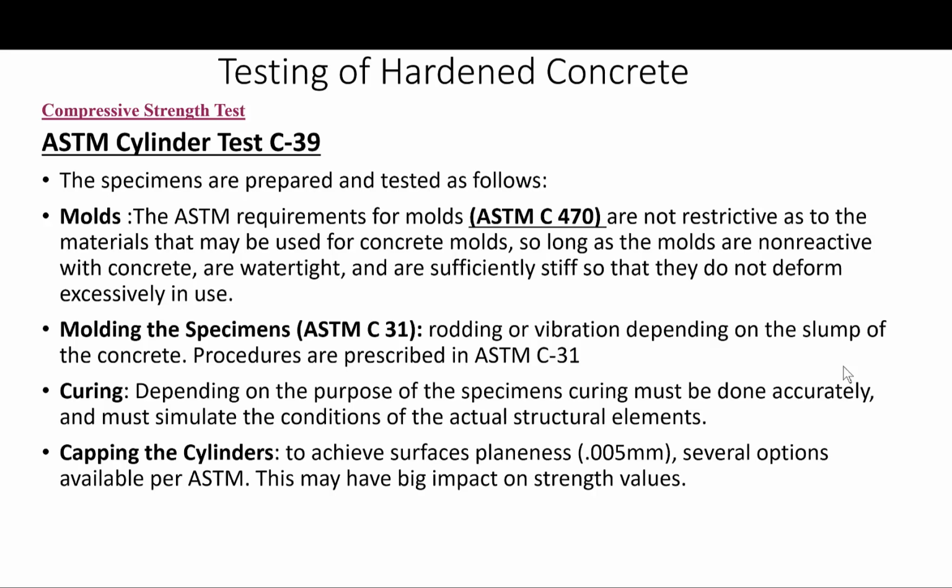Okay, so how do we mold the specimen? This is basically described in ASTM C31. The mold is placed on a firm level surface free from vibration, from a representative sample of concrete. The mold is filled in layers, dependent on the method of consolidation. So if the slump is more than 75 millimeter or 3 inches, the concrete is consolidated by rodding. If the slump is less than 25 mm, the concrete is consolidated by vibration.